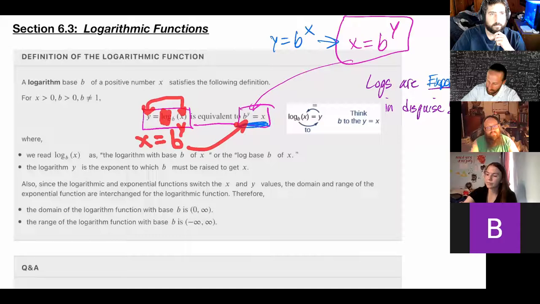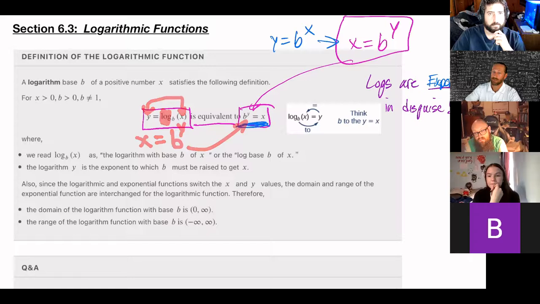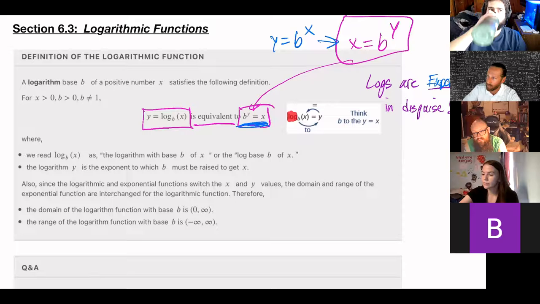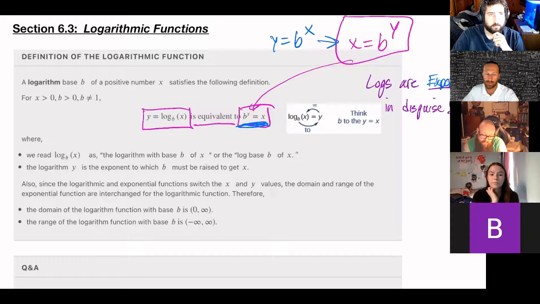You guys see that? So again, whenever you see something like this, you know that you can just get rid of the log by dropping it and switching your x and your y. What will never change? As I mentioned before, it's all about that base. That will help us to know whether it's an increasing or decreasing function, just like the exponentials. All right?